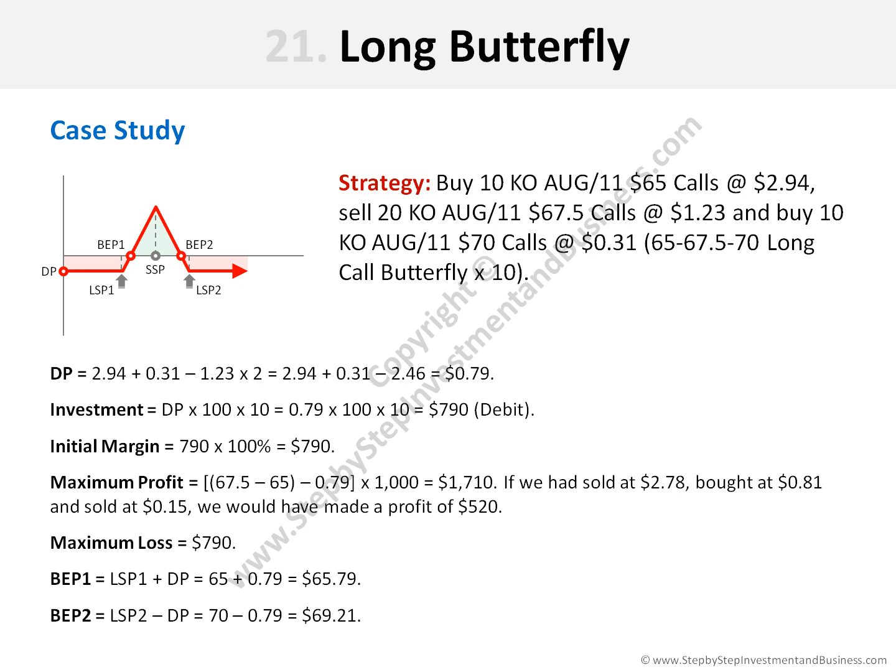The debit paid is the difference between the premium paid and the premium received. In our case, 2.94 plus 0.31 minus 1.23 multiplied by 2, which is equal to 79 cents. Therefore, our investment is equal to 0.79 multiplied by 100, which is the cost of the strategy per contract, multiplied by 10, which is the number of long butterflies we entered. That's a total of $790. This money is debited from our account.